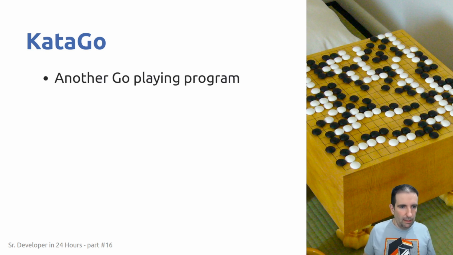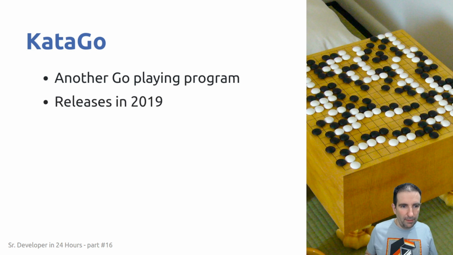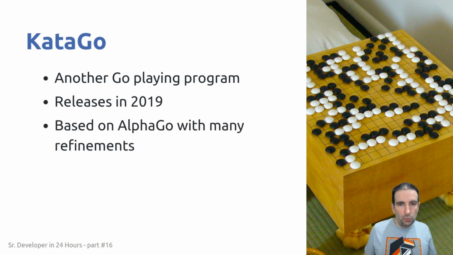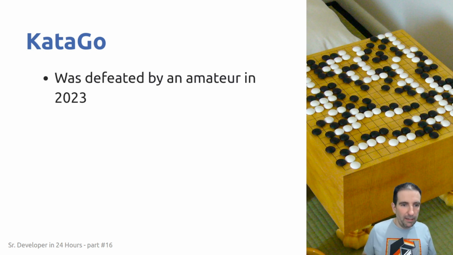All right, now let's talk about another tool. This is another Go playing program. It was released in 2019, so 4 years after AlphaGo. It was based on AlphaGo with many refinements. And it was considered to be a much better tool than AlphaGo. It was supposed to be a much stronger Go playing program. However, CataGo was defeated by an amateur. It was a top ranking amateur, but an amateur nonetheless, in 2023.